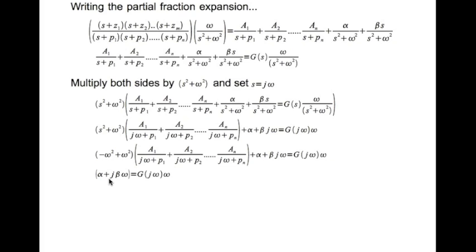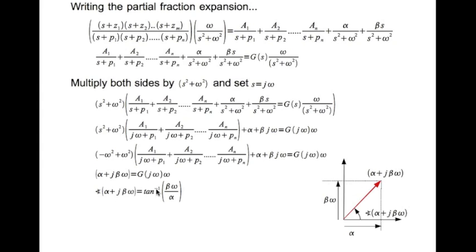So this is a complex number, and if I represent it graphically like that, this is the imaginary part right here, this is the real part right here, and this is the angle. So this complex number has both angle and magnitude. Let's look at the angle. The angle is given by tan inverse of beta omega divided by alpha. So this angle is tan inverse of this distance, which is beta omega, divided by this distance, which is alpha.